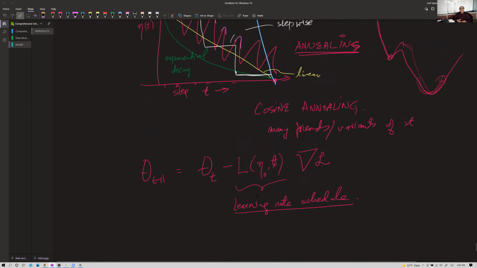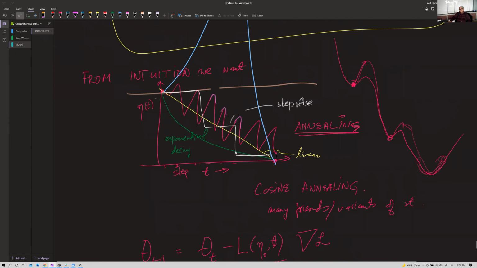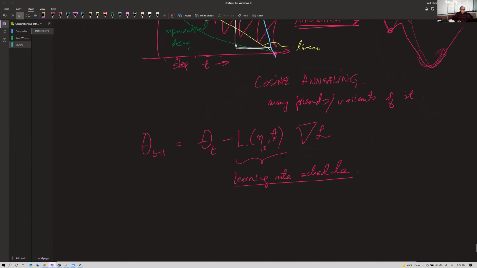So let's take the green one. The green one in this picture, when you look at it, how is it doing? It's exponentially decreasing, isn't it? What could be a function for an exponentially decreasing learning rate? Somebody said something, please go ahead. No, okay. So e to the power minus t. Very, very close to it.